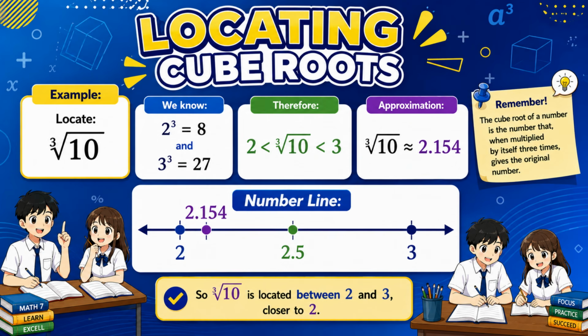Because 10 lies between 8 and 27, and those are 2 cubed and 3 cubed, the cube root of 10 lies between 2 and 3. Its approximate value is 2.154.